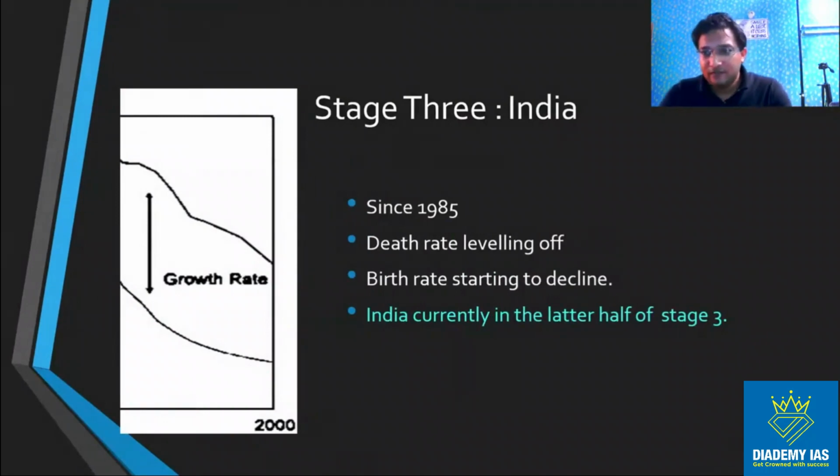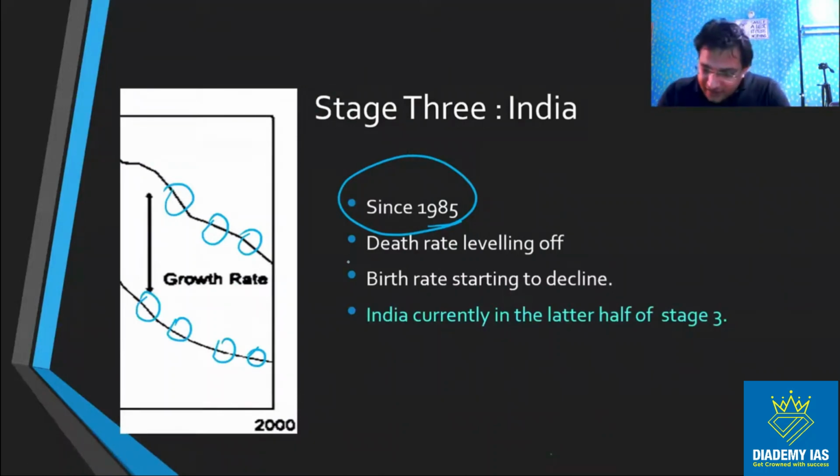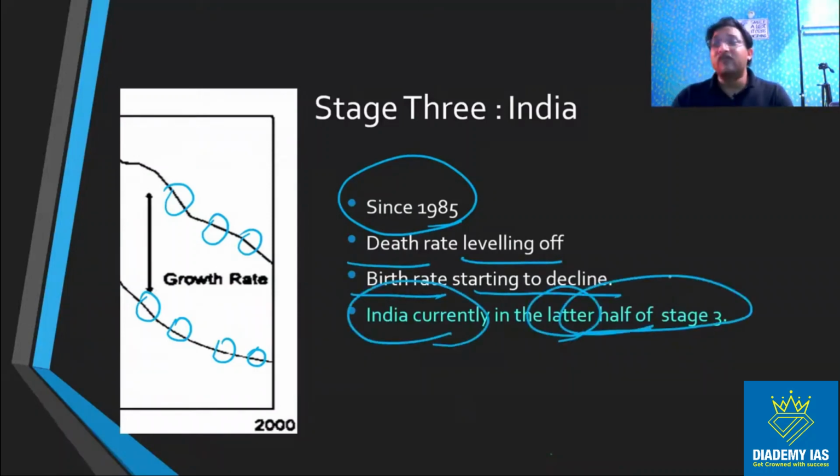Stage 3, right? So we entered into stage 3 after 1985. So here the birth rate also started falling. Death rate is also falling, right? The death rate is leveling off. Birth rate is starting to decline. India currently is in the later half of the stage 3. So we are just to enter into the stage 4.